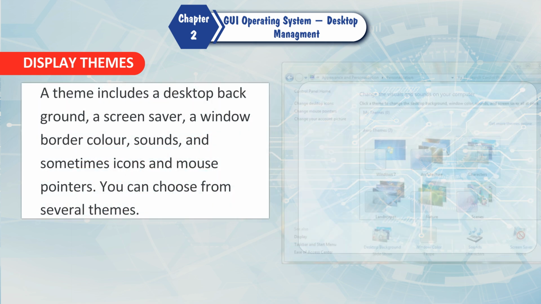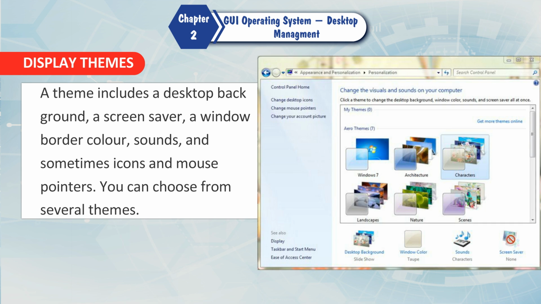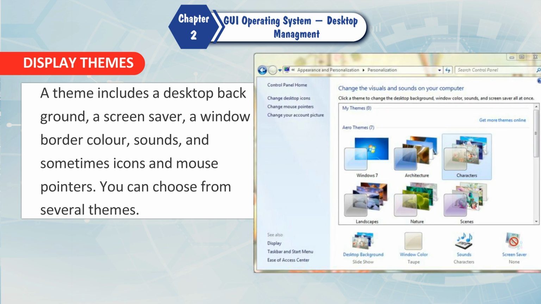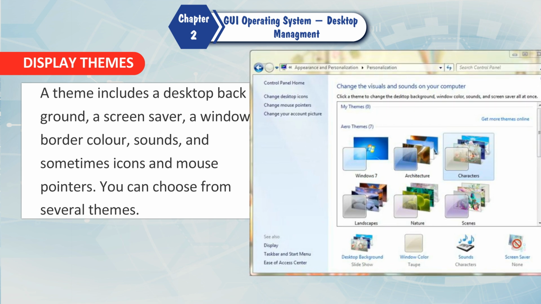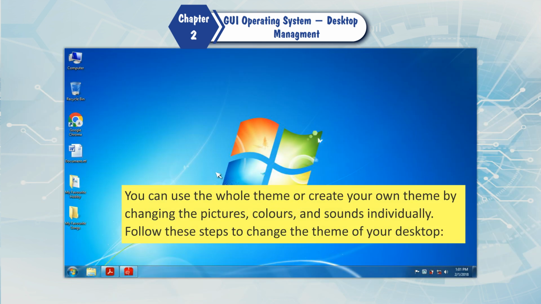Display themes. A theme includes a desktop background, a screensaver, a window border color, sounds, and sometimes icons and mouse pointers. You can choose from several themes. You can use the whole theme or create your own theme by changing the pictures, colors, and sounds individually.